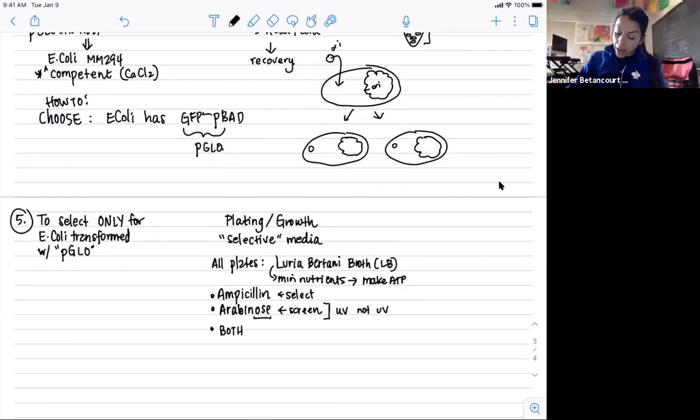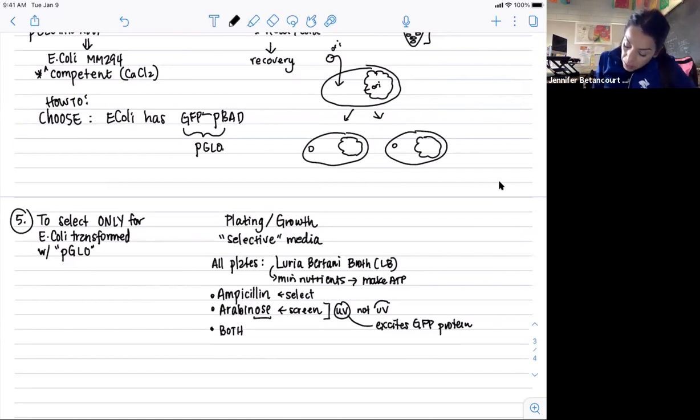So UV excites the GFP protein, so the protein version, not the gene. If the DNA hasn't been translated into a protein, you can shine all the UV light you want on the DNA and it's not going to make it glow. It's just going to cause pyrimidine dimers. So it only excites the GFP protein, and when it excites the GFP protein, this is what causes the glowing.